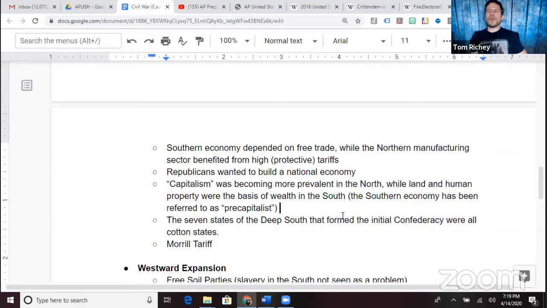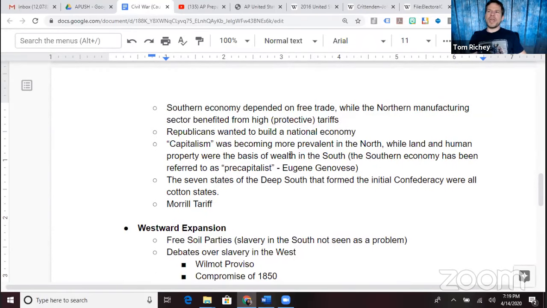Because there are certainly capitalist elements. And I would specifically note Eugene Genovese, a mid to late 20th century historian of the antebellum South. So when you're looking at that, you see that there is a different sort of economy there. And so you've got two types of economies that are working together here.